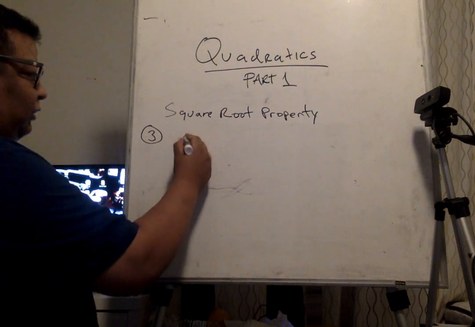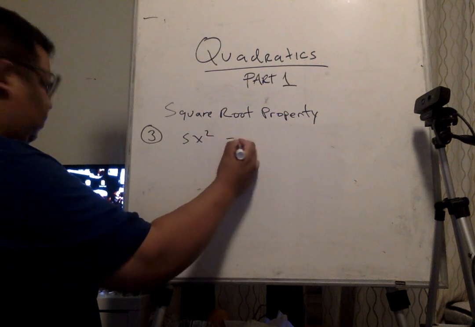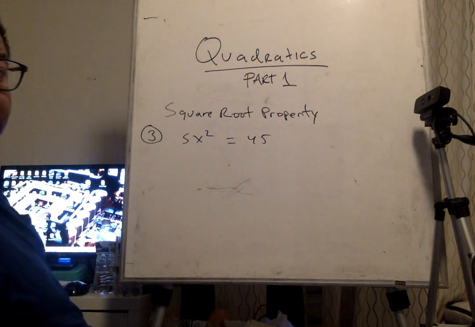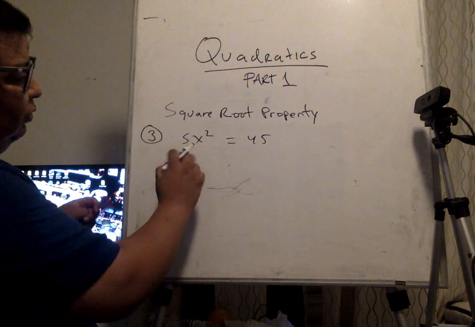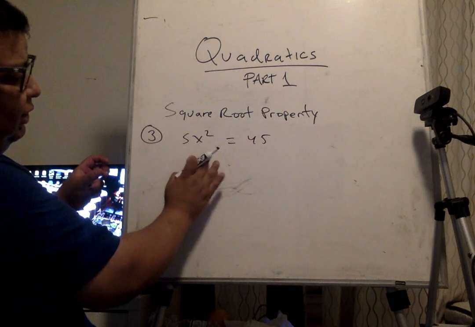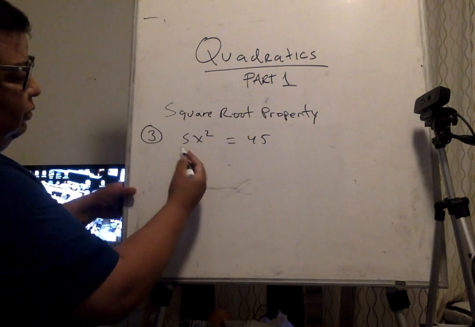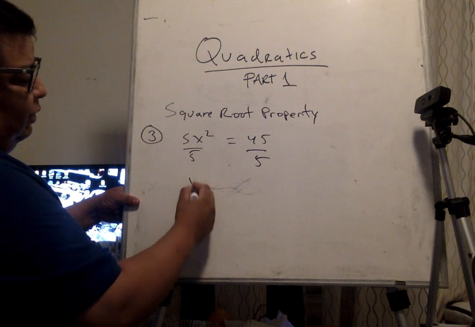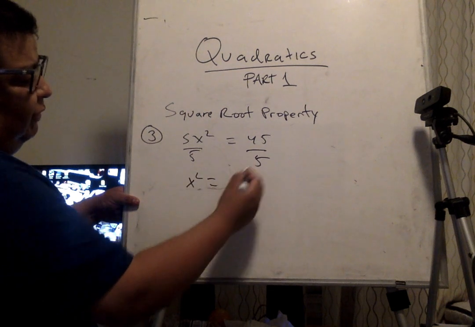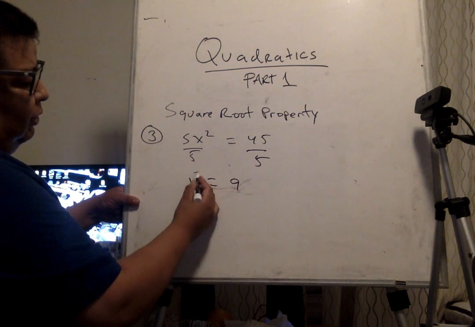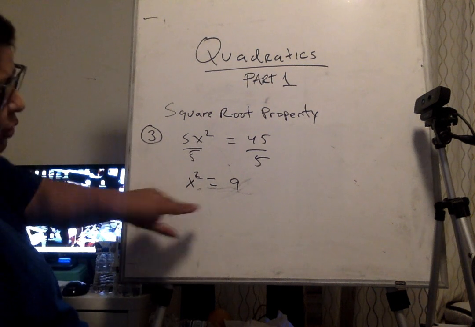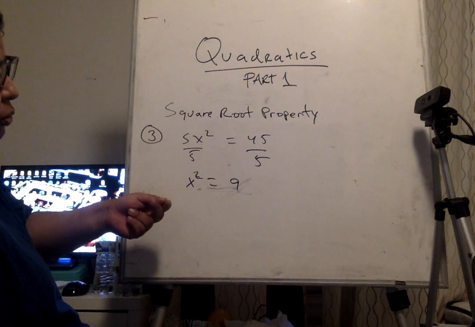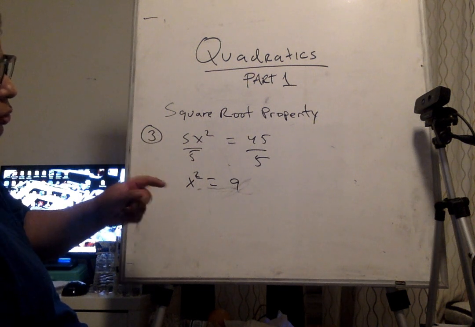Problem number 3 says that 5x squared equals 45. That's the problem. So the first step is we need to isolate the x on the left side and leave the rest on the right side. So we would divide by 5. X squared equals 45 divided by 5 is 9. So remember, we want an x equal to a number or two numbers. Remember, a quadratic may have two solutions, one solution, or no solution.